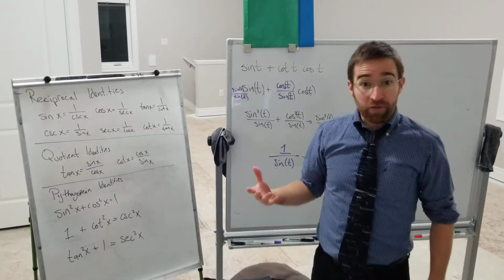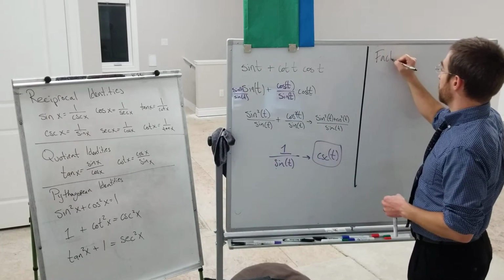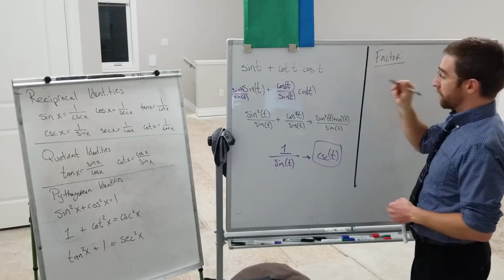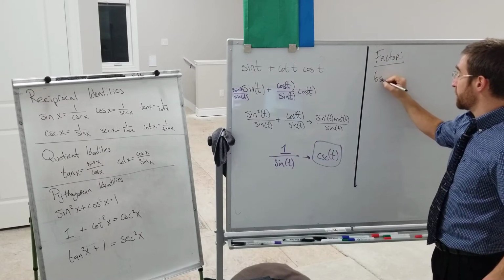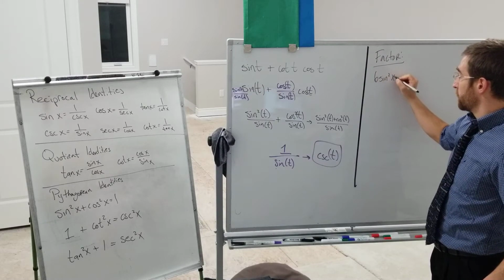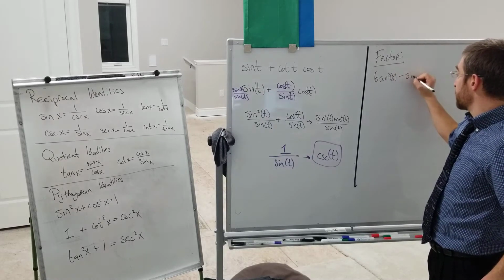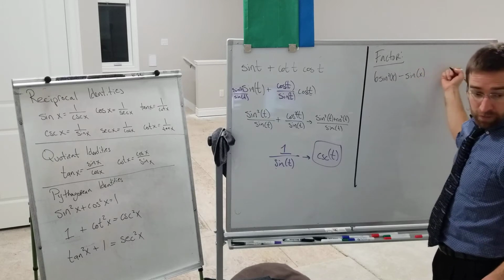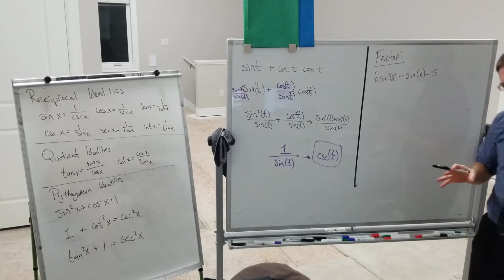All right, now we're going to move to factoring. So first, we're going to factor 6 sine squared x minus sine of x minus 15. Okay, this might look a little bit weird.